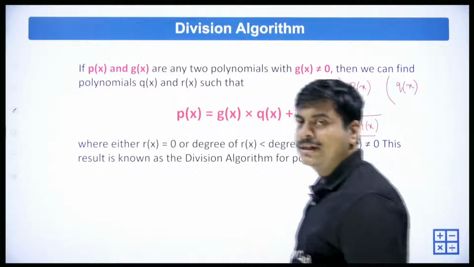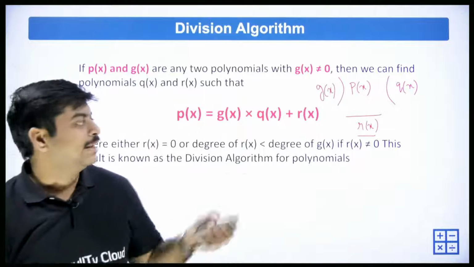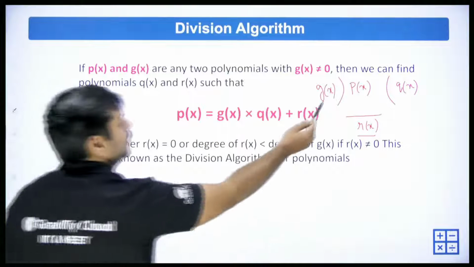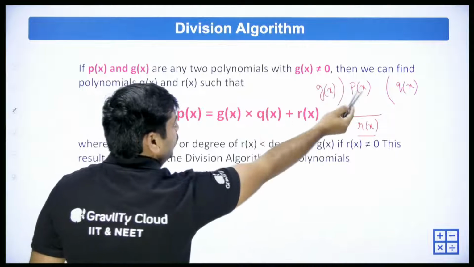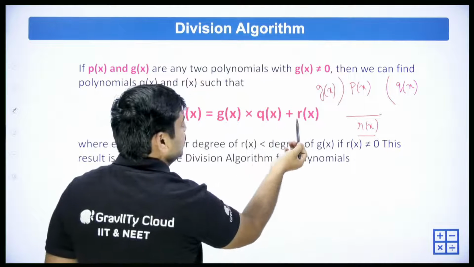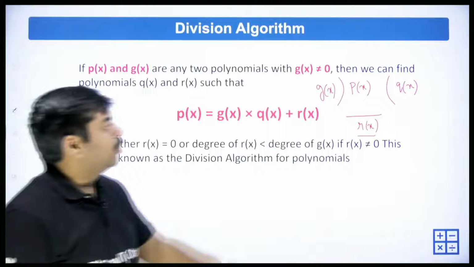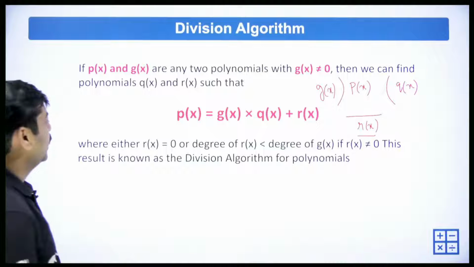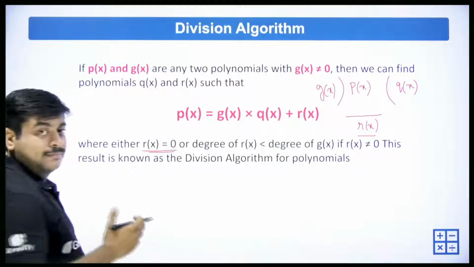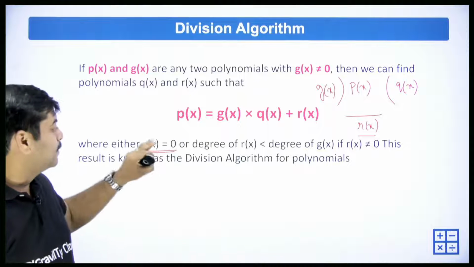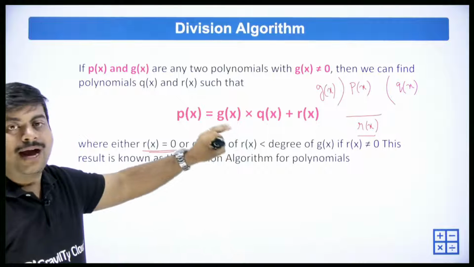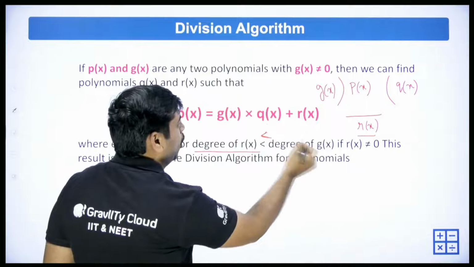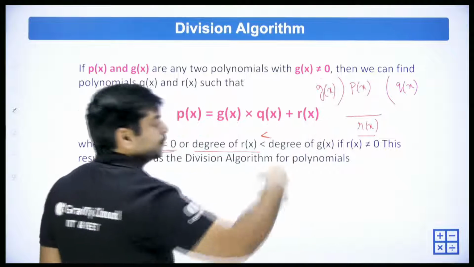We are just writing p of x, polynomial in x, quotient in x, remainder in x, just some notations, that's it. Okay, so p of x is equal to g of x into q of x plus r of x, correct? Either r of x is equal to 0, the remainder sometimes is 0, or the degree of r of x, that means the degree of the remainder, is less than the degree of g of x. Is that correct?